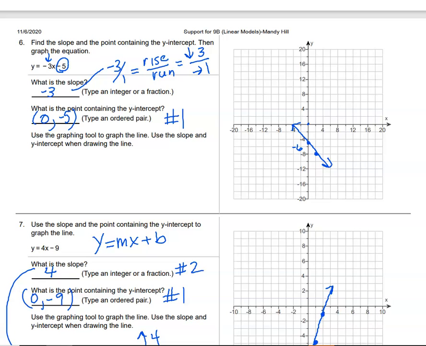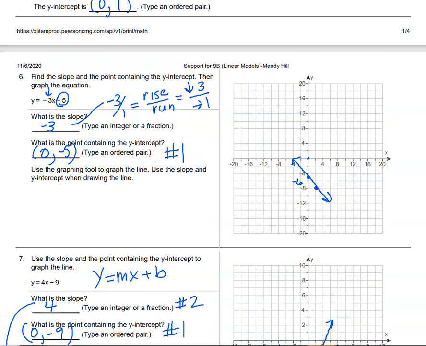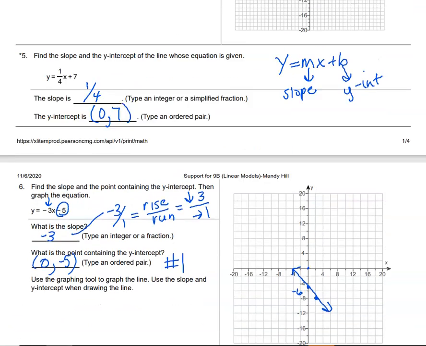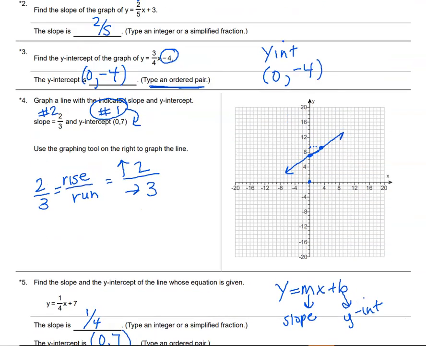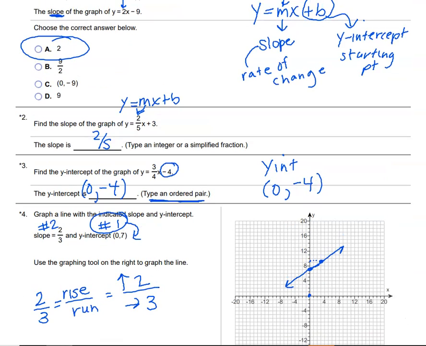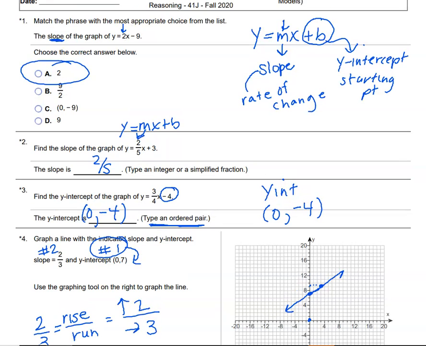So that is 9B. That is all the sections that we are going to cover for math reasoning this semester. So what you have left is to take your chapter 8 and 9 test. If that's not uploaded, I will get it uploaded. I think it might already be there. And you have to study for your final, and then you're pretty much done.